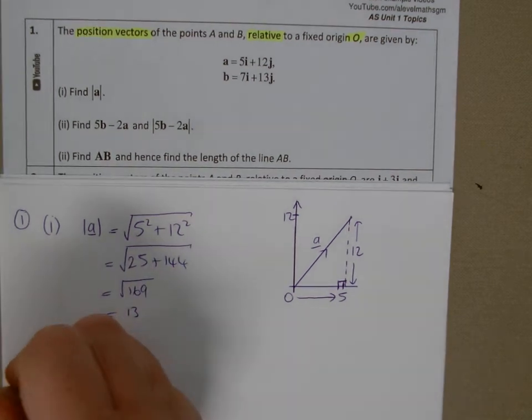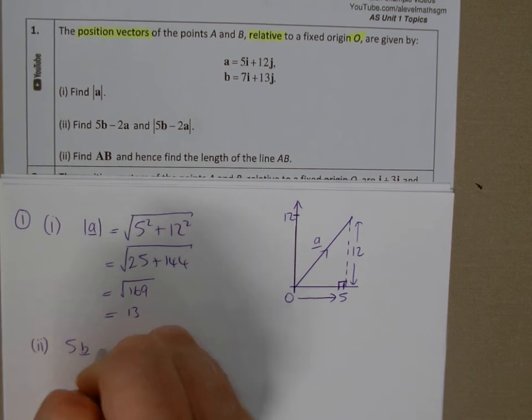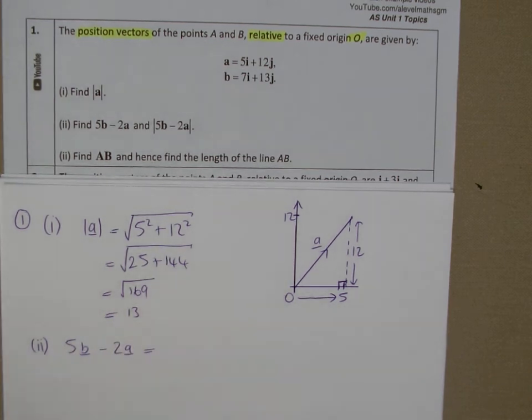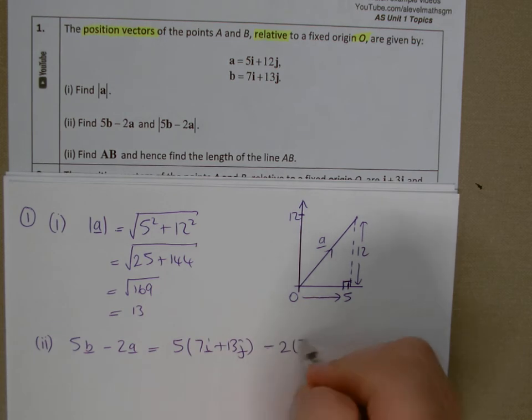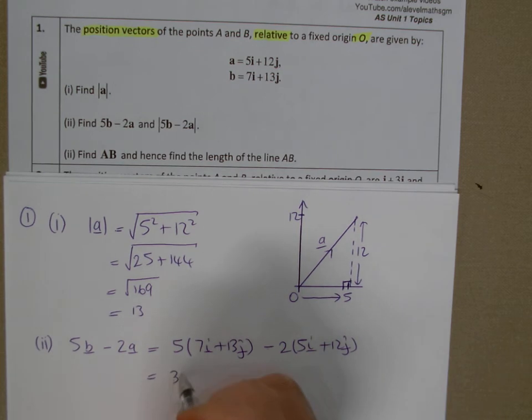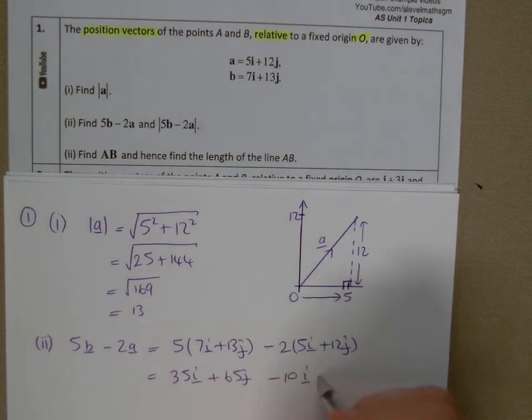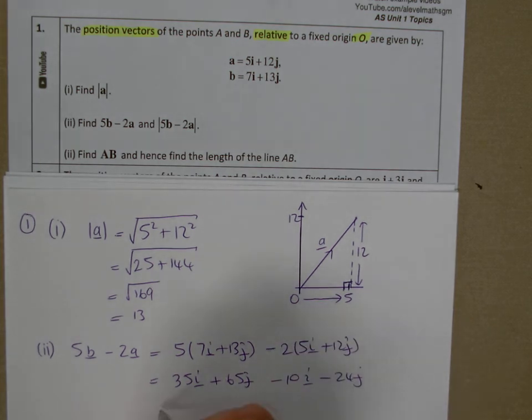Part 2 then, we want multiples of B and A combined. So you can notice we've got 5B take away 2A. So all I've got to do is substitute in B, and then substitute in A as well. Times by 5, so I get 35i plus 65j, and then take away 10i, take away 24j. Don't forget that minus 2 applies to both terms. Then if I put the i's together, I get 25i, and the j's together, I get 41j. Then it asks for the modulus of it, the size of it.